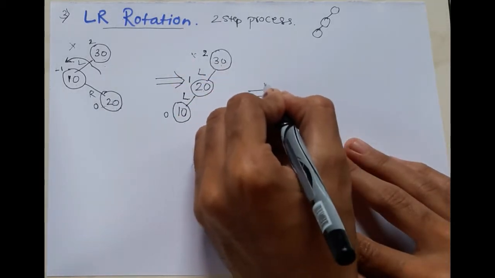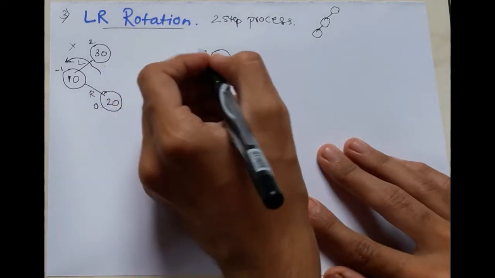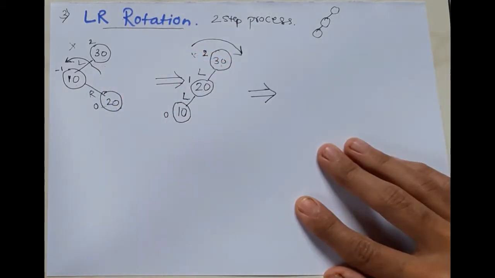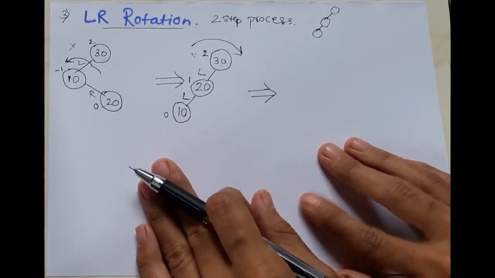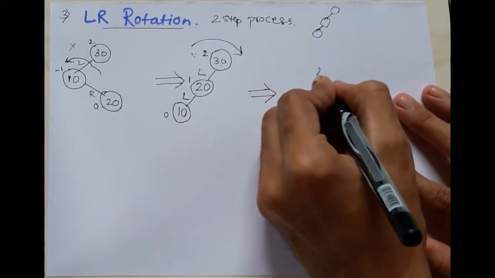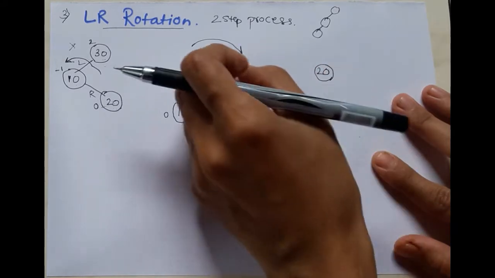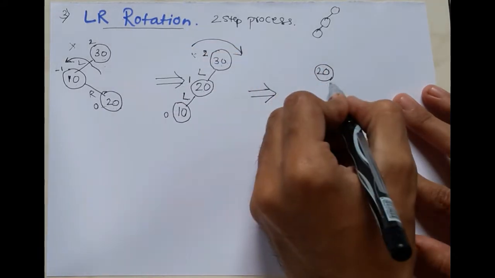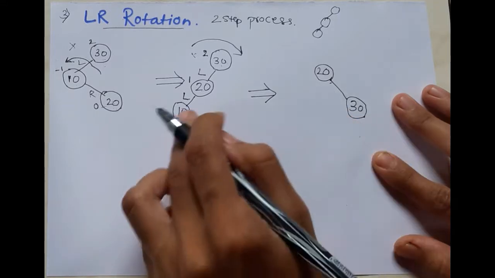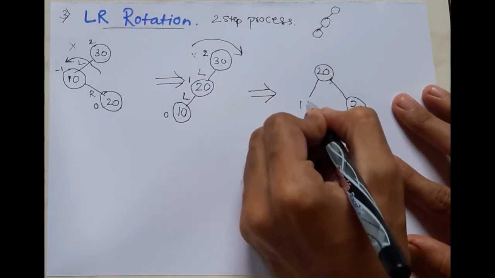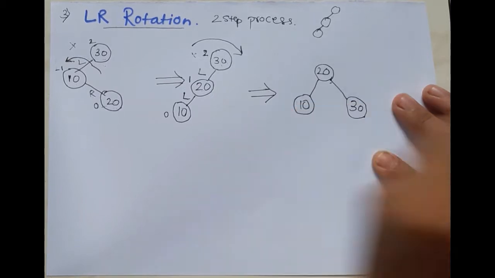So in LL rotation, what we do? We rotate this tree in the right direction, like this. So if we rotate this tree in right direction, what will happen? 20 will become the root. 30 will be pulled down. It will now become right subtree of 20 and 10 will be the left subtree of 20.